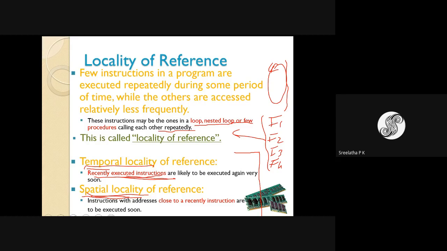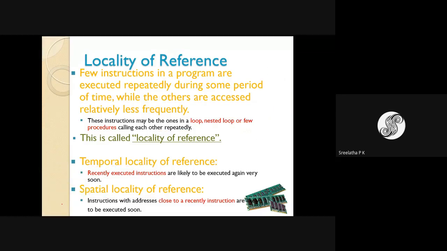When a word is accessed in memory, the complete block, meaning a number of words that make up one block, is taken to the cache memory. That is spatial locality of reference.